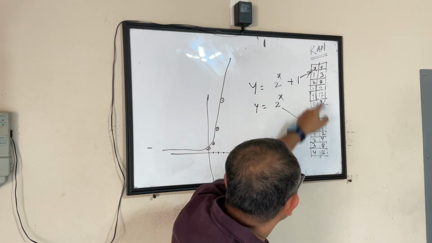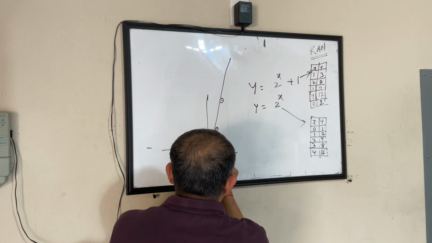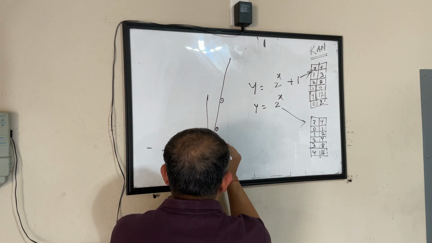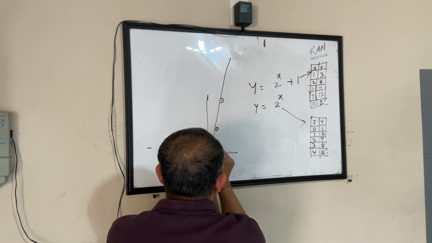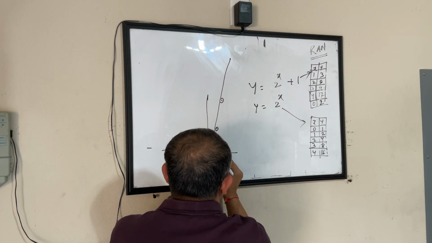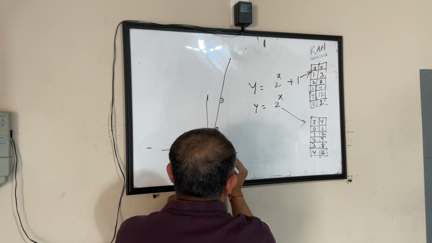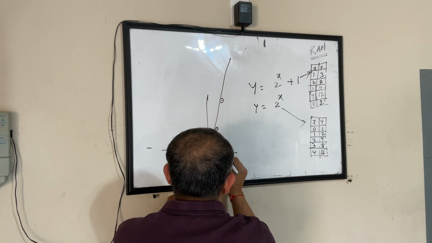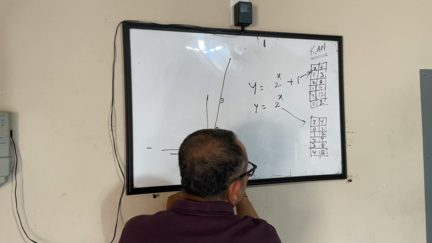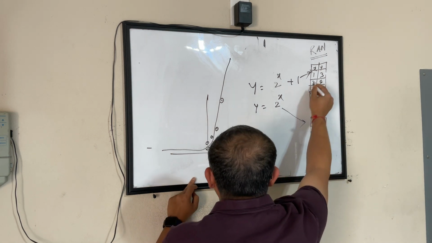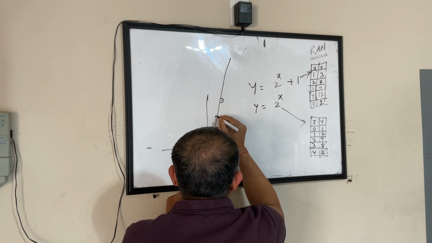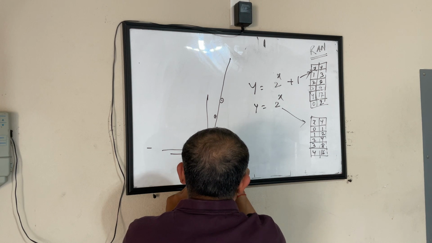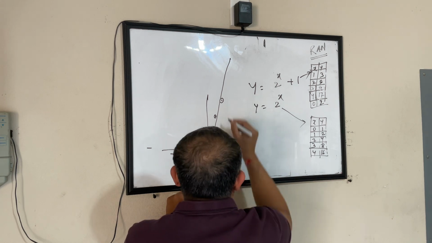Now look at this one. 1, 3. This is 2. So it will be higher than the other. 0, 2. It's here. 3 is giving you how much? 2, 5. 3, 9.